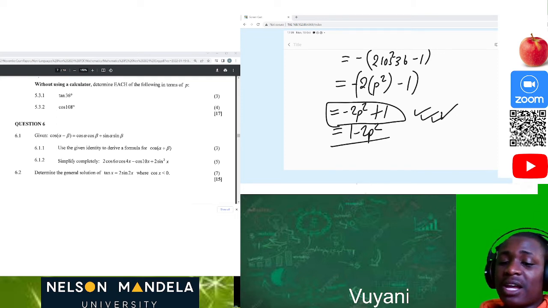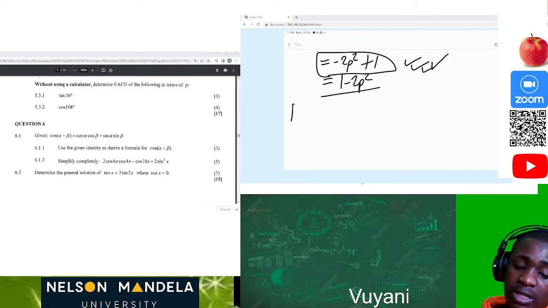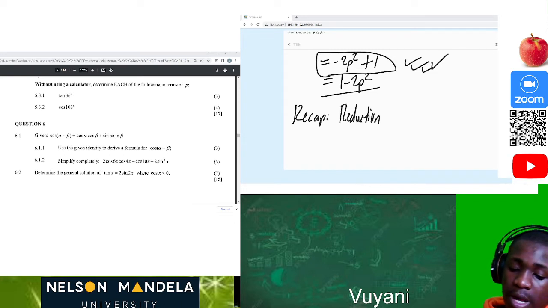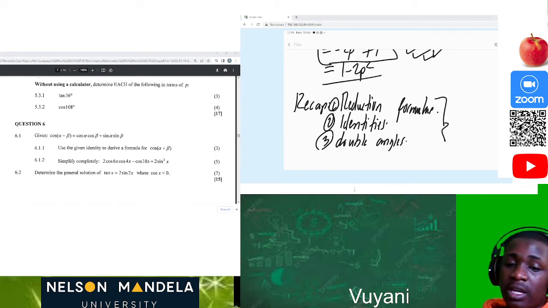Okay, so the trick behind trigonometry, just to recap on the question which we were doing: number 1, you must know your reduction formulae. Number 2, you must know your identities. Number 3, you must know your double angles. Great, then you'll be able to solve anything in trigonometry.